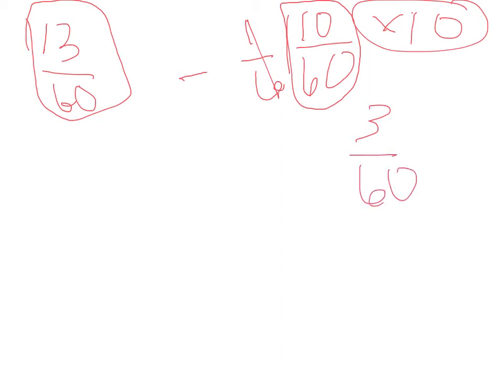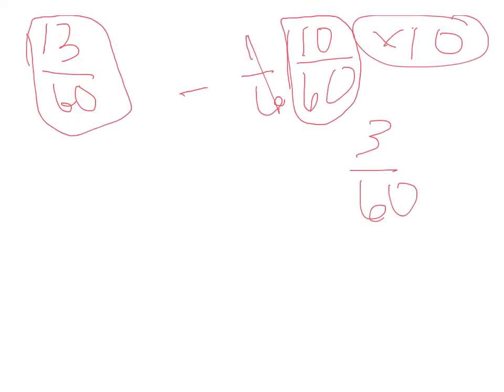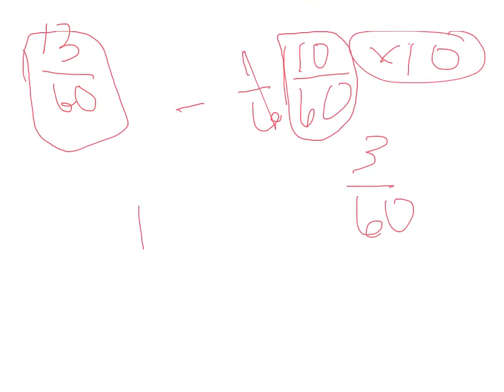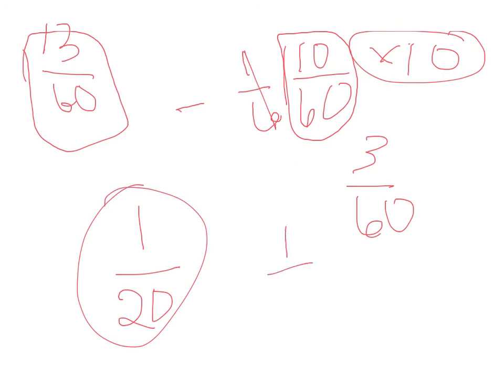We know that 3 divided by 3 is 1, and 60 divided by 3 is 20. So we know that Ben owns 1/20 of the music company.